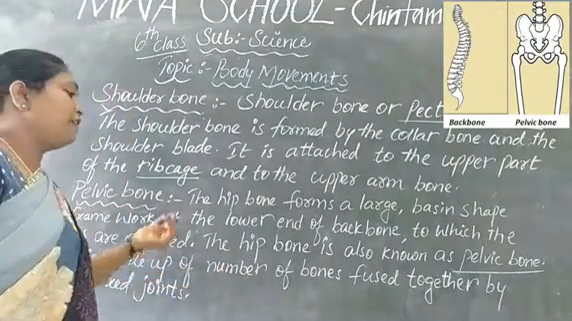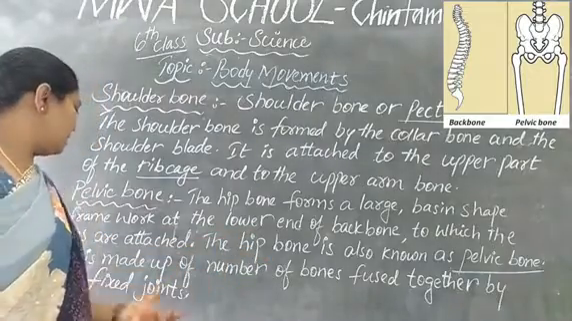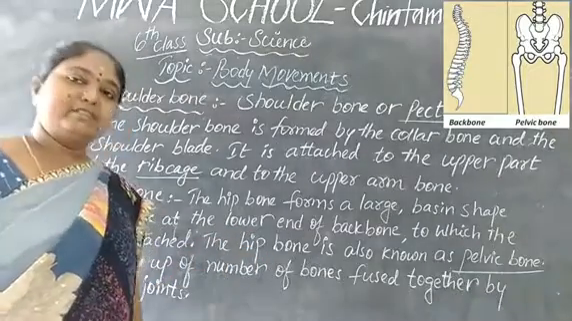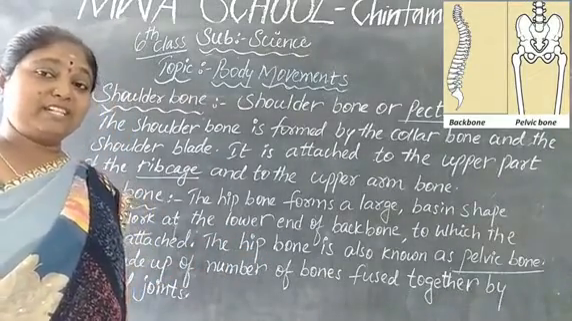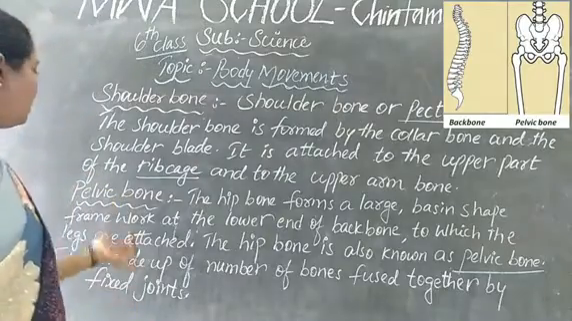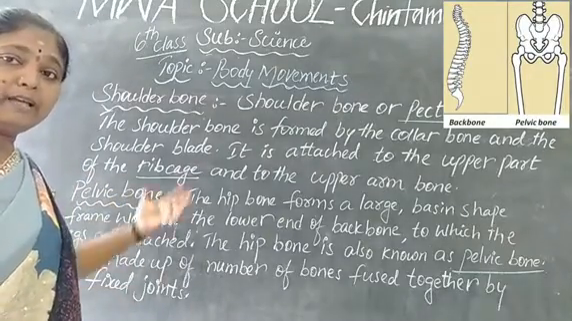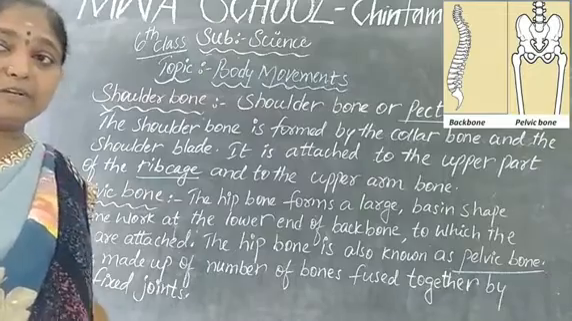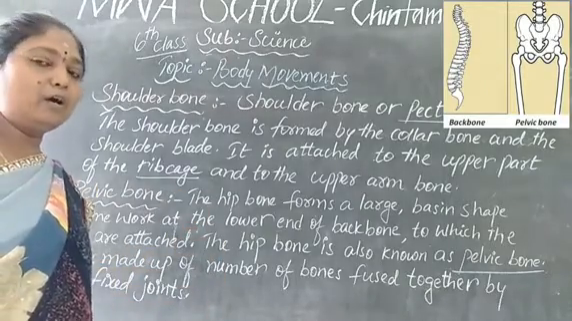It is made up of a number of bones fused together by fixed joints. Which type of bone is that, children? It's the pelvic bone. Okay? Note down. Next, let me go for another bone.